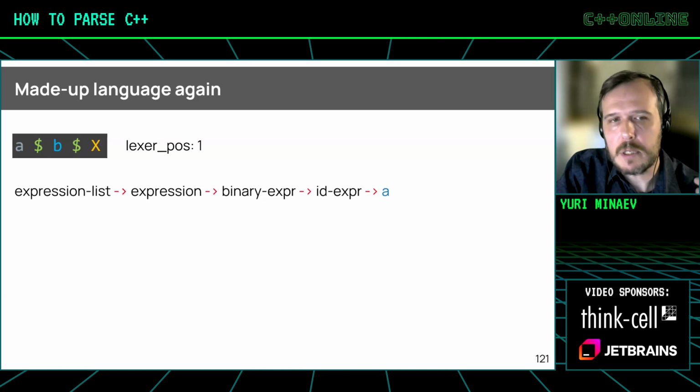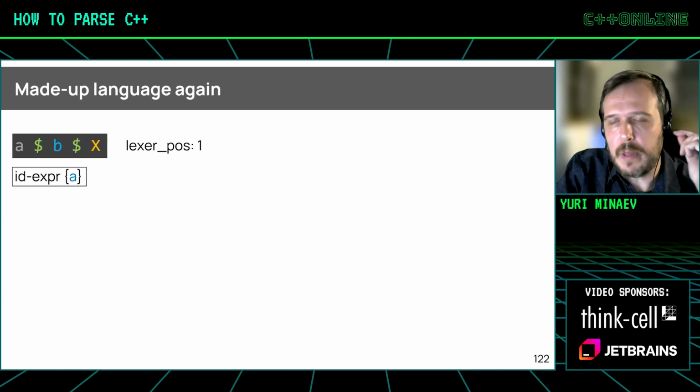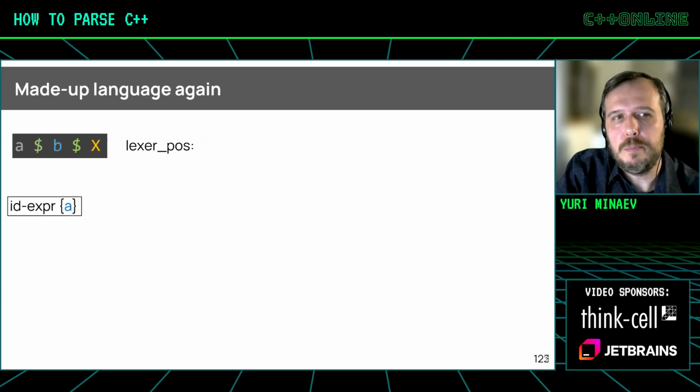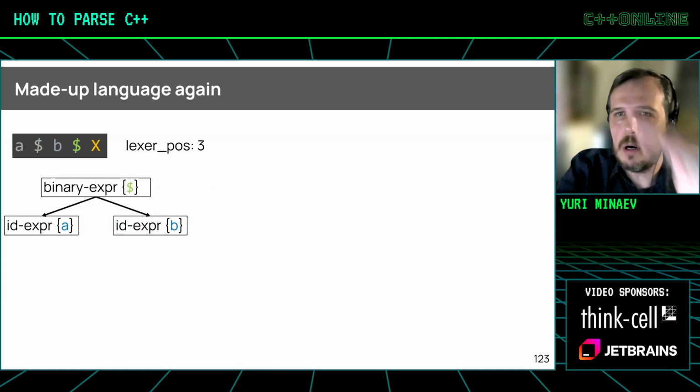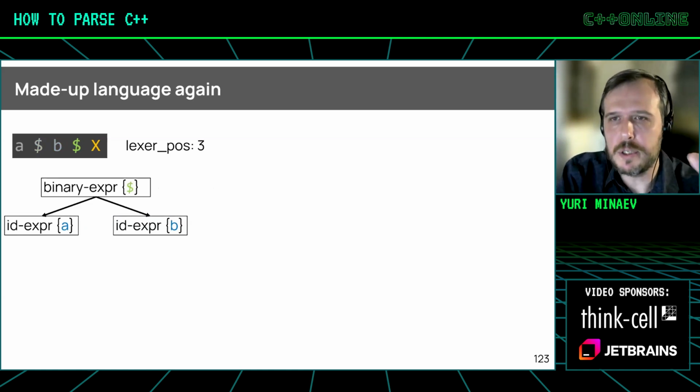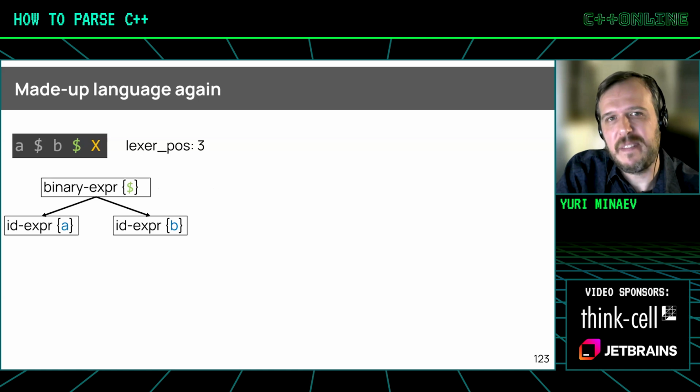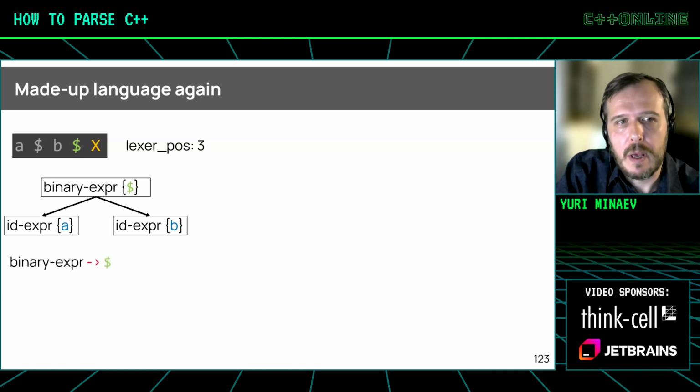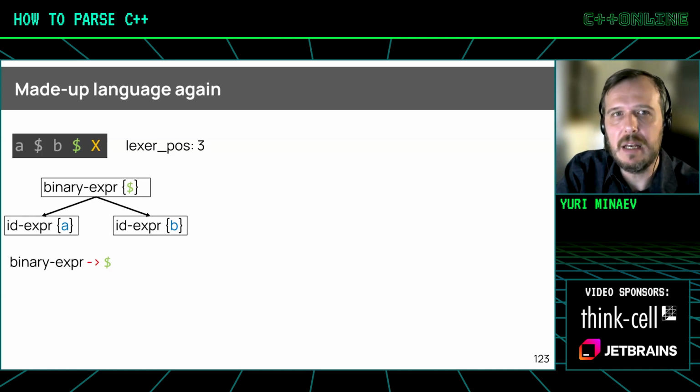And this is A. So the normal recursive descent going inside until we hit the terminal. Now we remember that our current token position is 1. We get to B eventually. And we build this part of the larger expression, which is our binary. Our lexer position will be 3, the next after B. And now we are still in the binary expression production, and we see a $ sign, and the thing we expect to see after the $ sign is an ID.